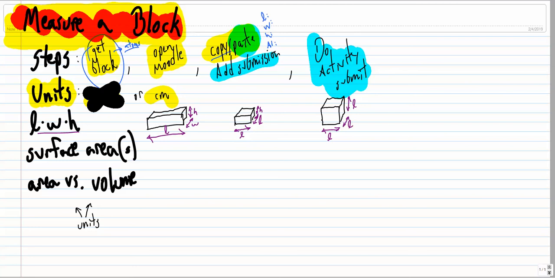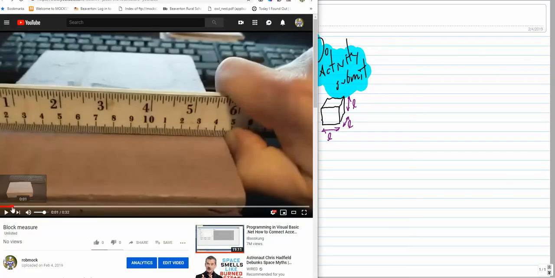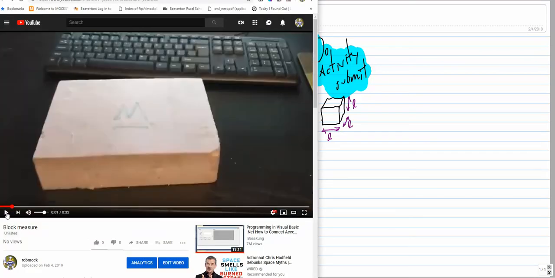So three of the things you're going to have to measure for the activity are length, width, and height. But you're also going to have to measure areas. And so what is an area? An area is the size of a surface, so something that you could run your hand across. Like I have this video that I took of me messing with one of my blocks right here. Let me play this really quickly.